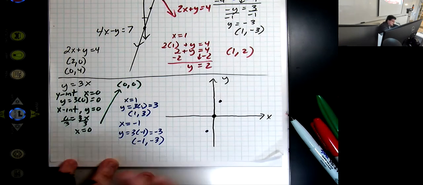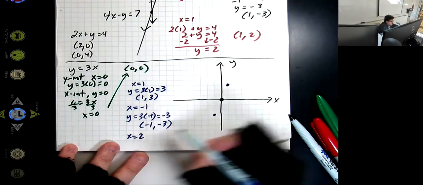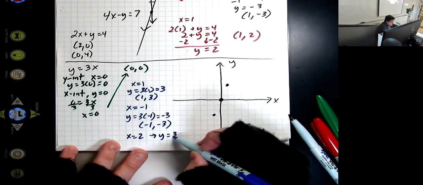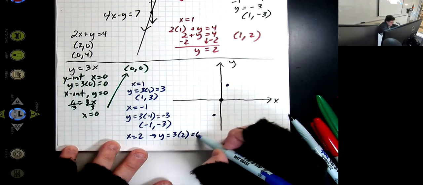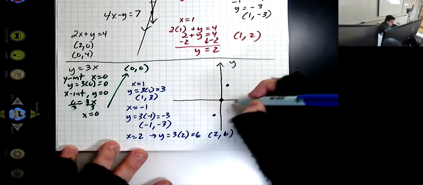I think to illustrate an idea that we're going to do next, I'm going to do x equals 2 real quick. If I do x equals 2, I get y equals 3 times 2, which is 6. Is the point 2, 6, which is up there.